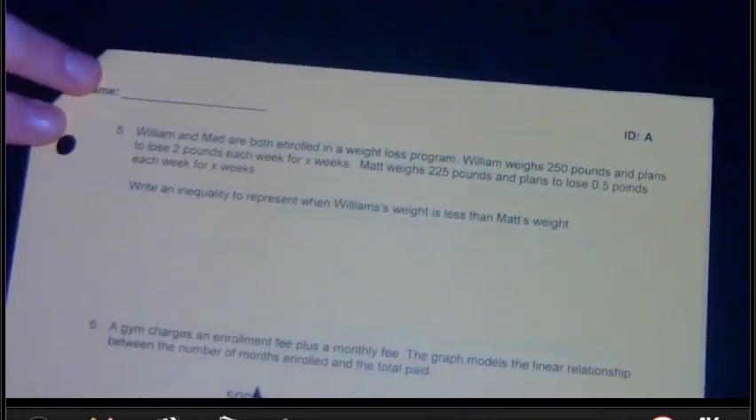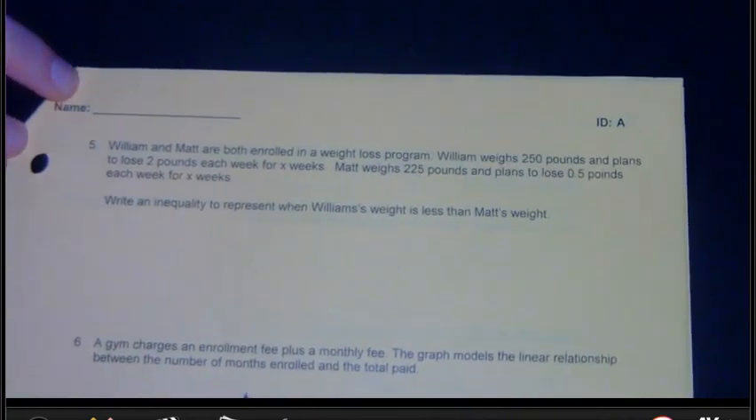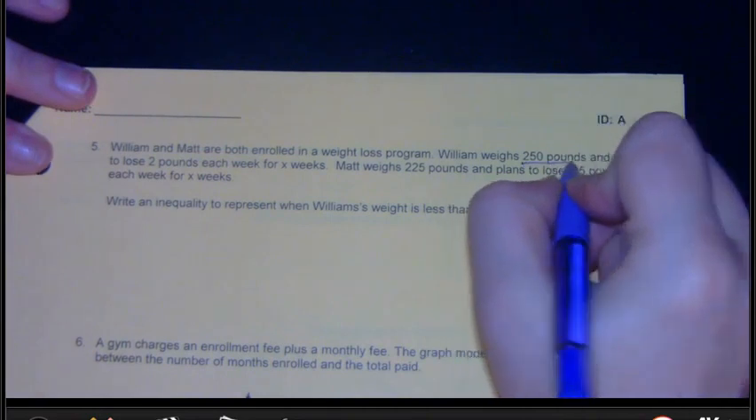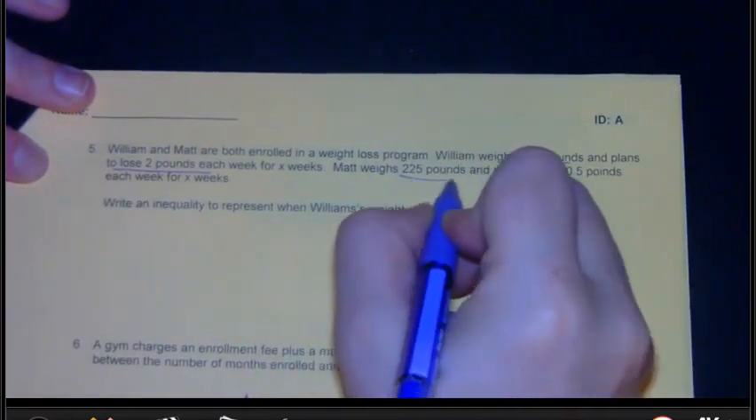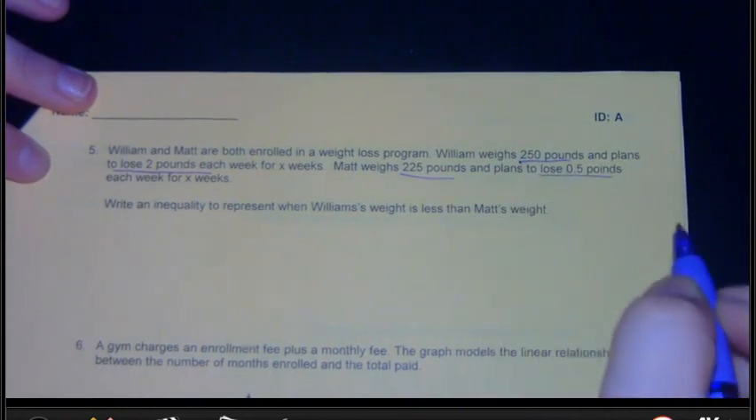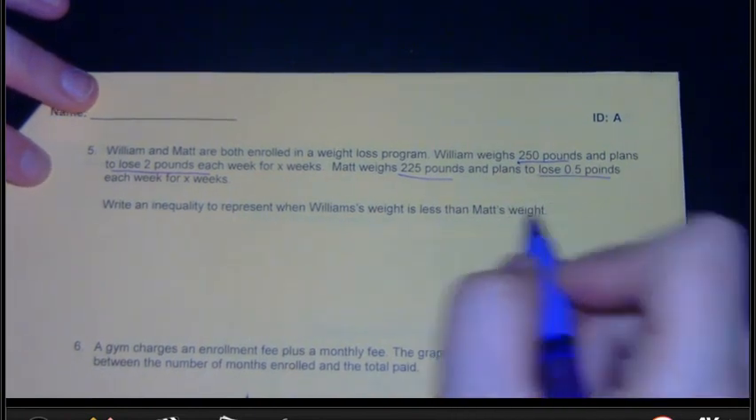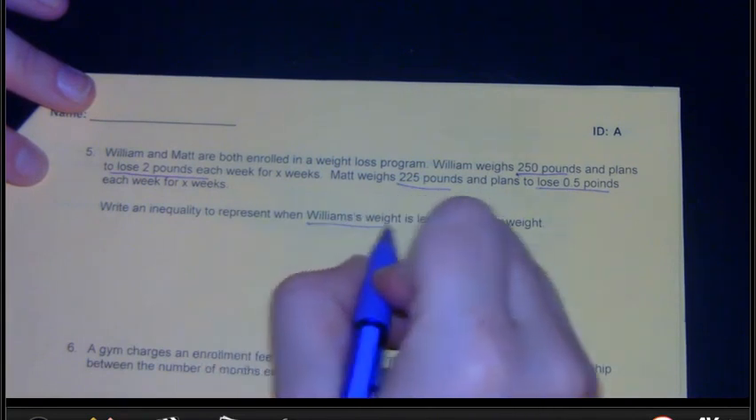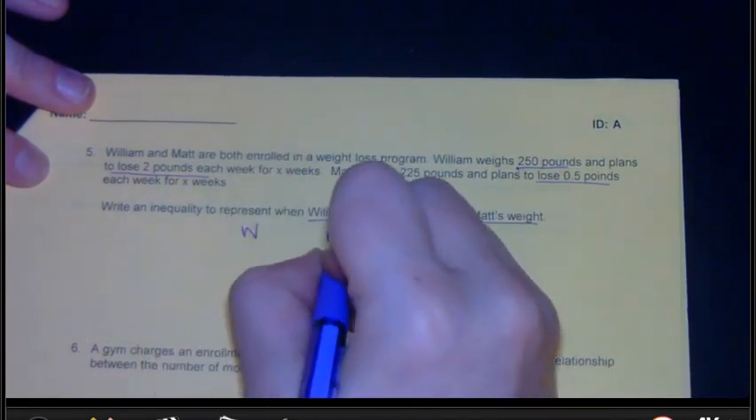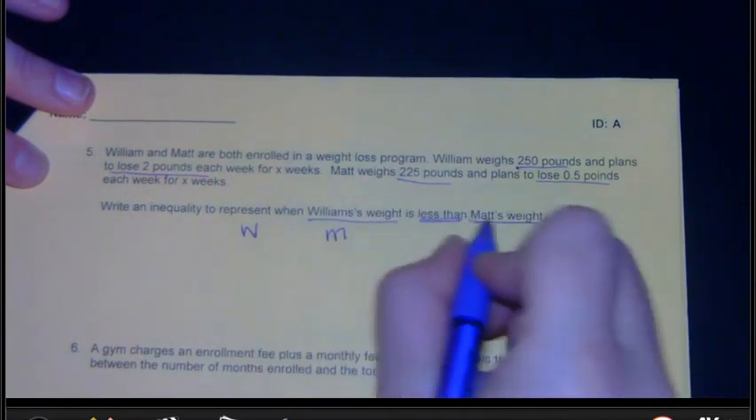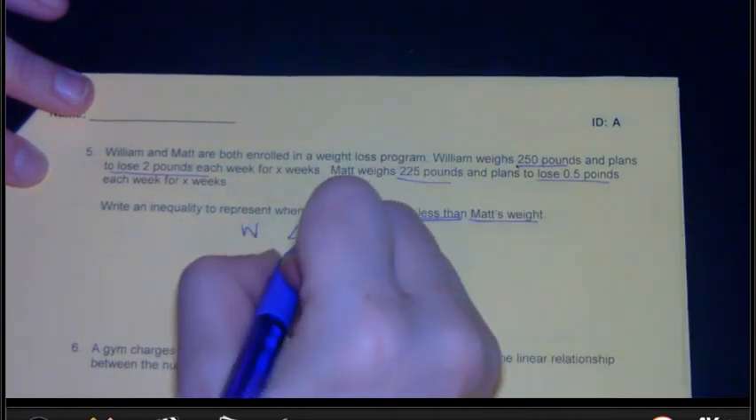All right, William and Matt are both enrolled in a weight loss program. William weighs 250 pounds and plans to lose 2 pounds per week. Matt weighs 225 and plans to lose 0.5 pounds per week for X number of weeks. Write an inequality to show when William's weight is less than Matt's weight. So I've got William and I have Matt. I want to know when William is going to weigh less than Matt. So think about your inequality.